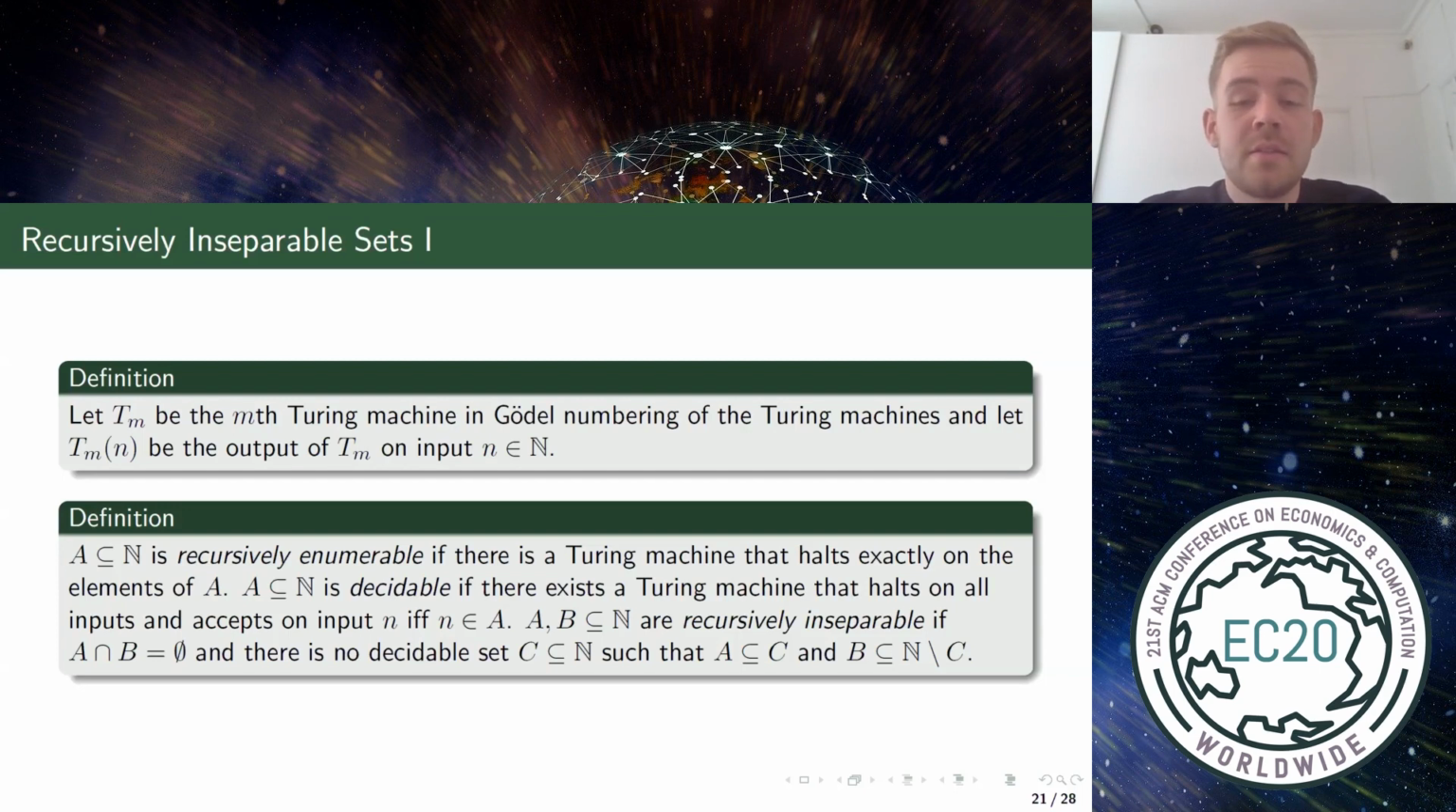And last, we say that two sets are recursively inseparable if they are non-overlapping and there is no decidable set C that separates them. That is, A is a subset of C and B is a subset of the complement of C.